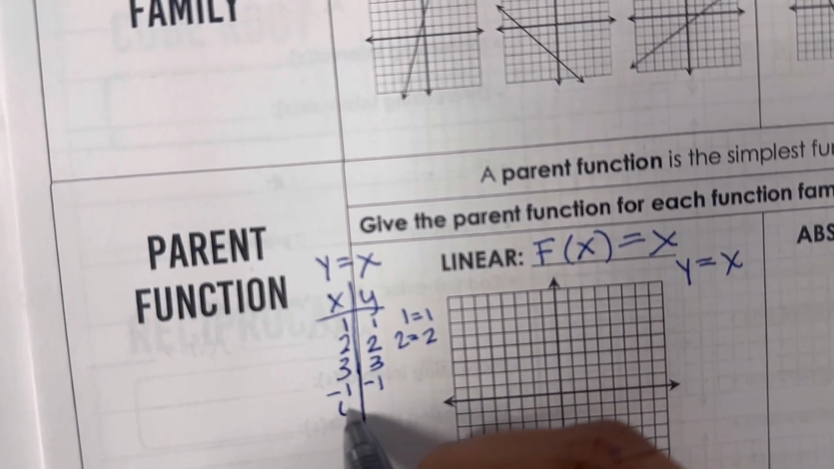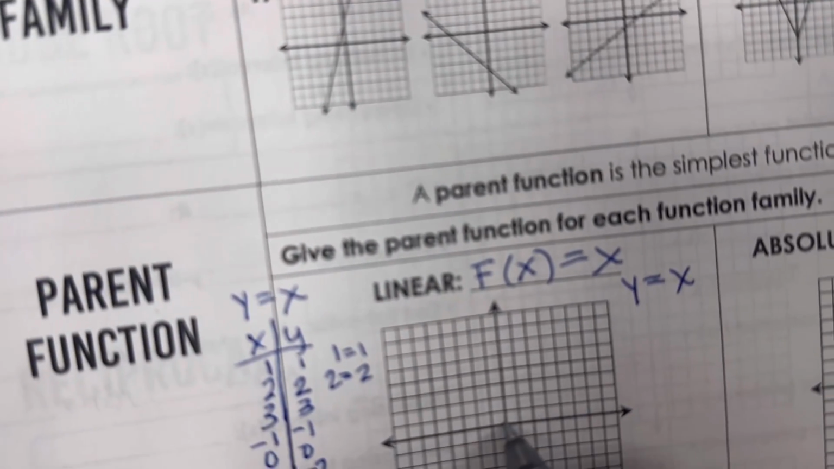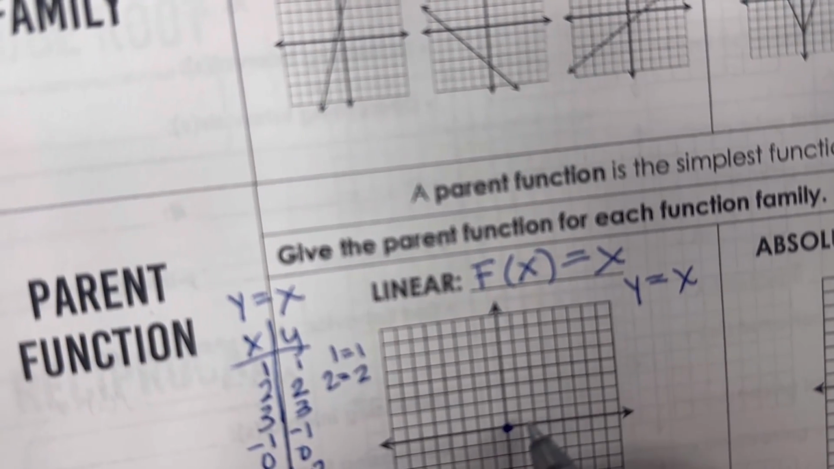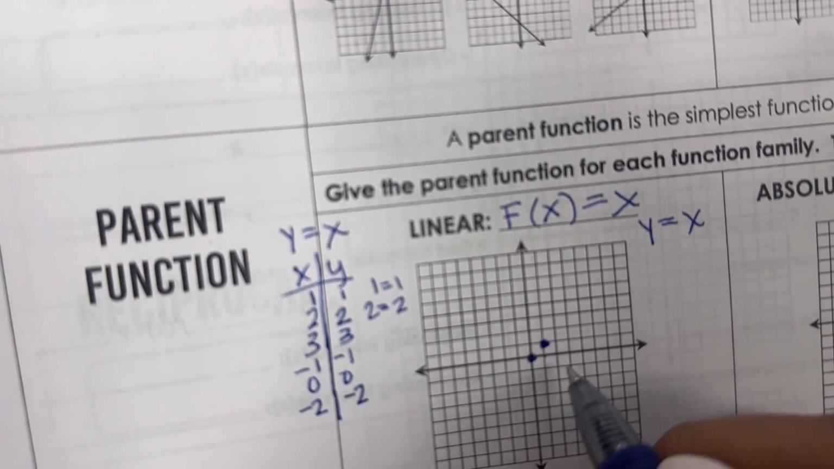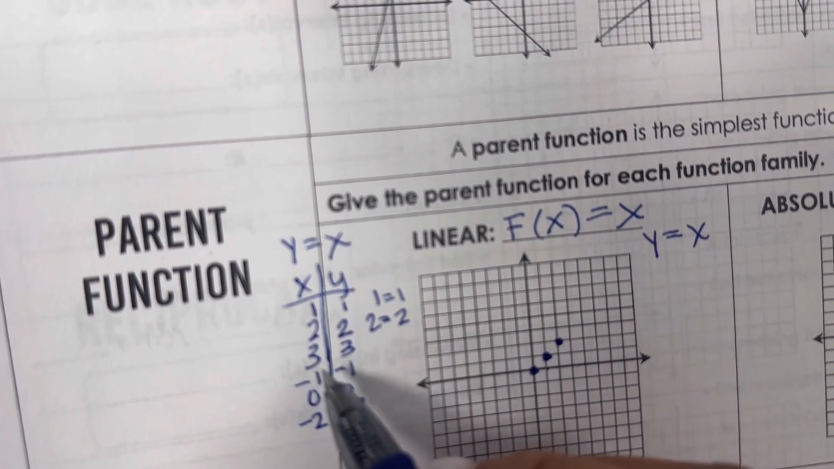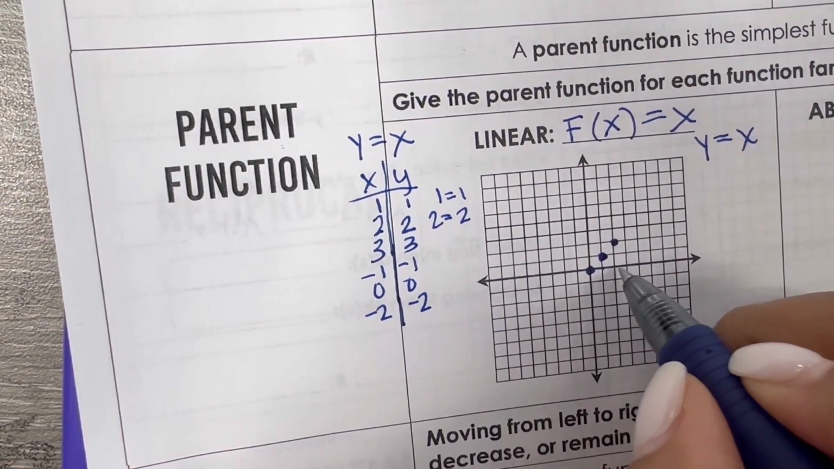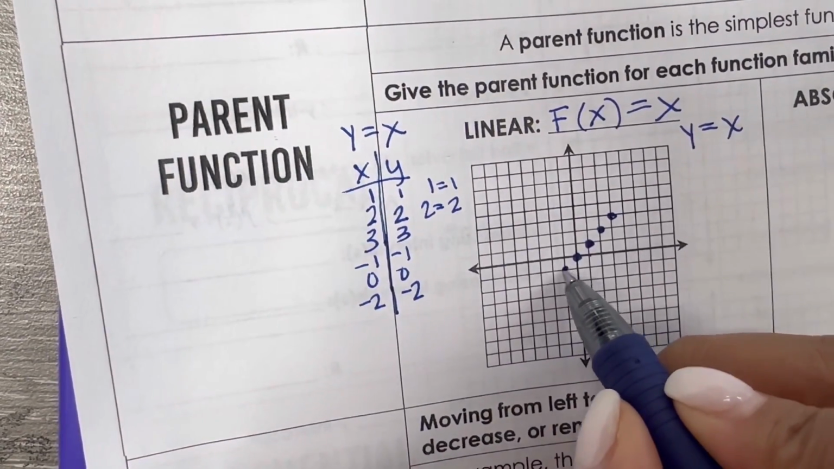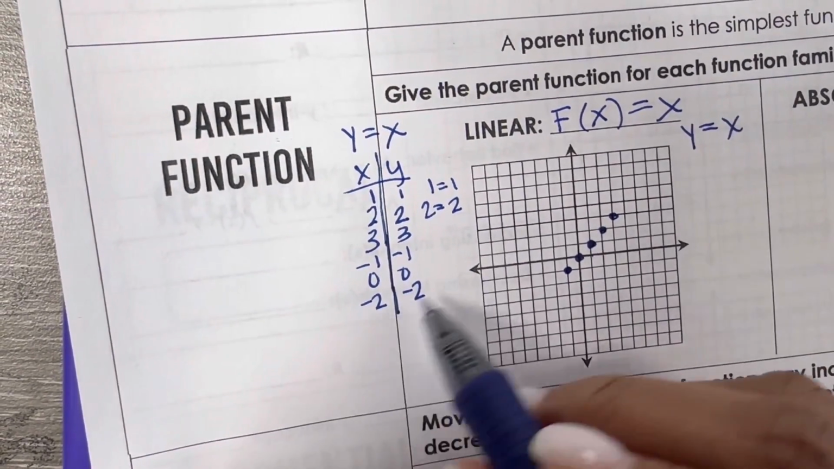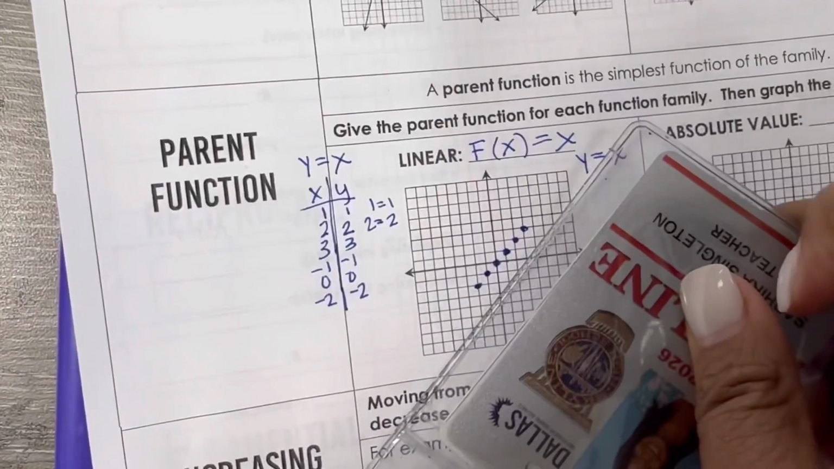We're just trying random numbers. You can pick small numbers like that, and then you graph it. So we got 0, 0; 1, 1, 1 up 1; 2 over 2 up 2; 3 over 3 up 3. Okay, let's try negative 1, negative 1; negative 2, negative 2. And then take your straight edge and draw a straight line.